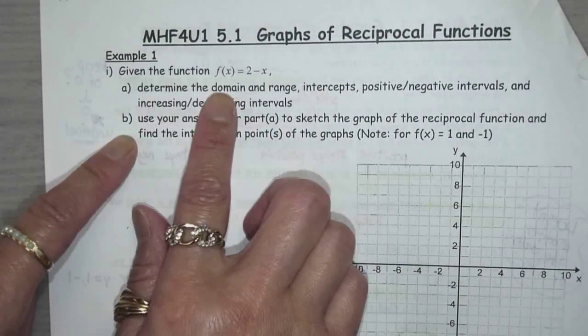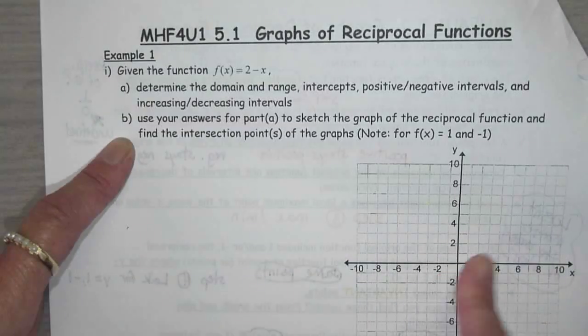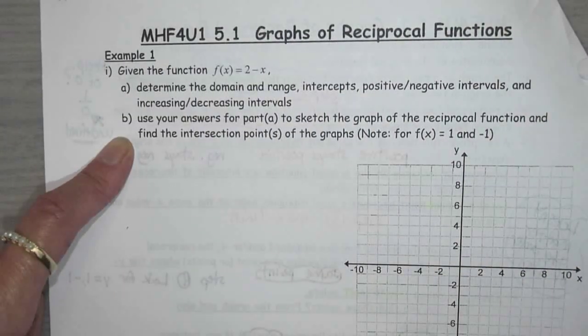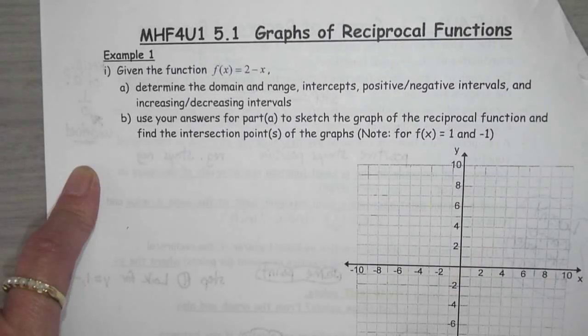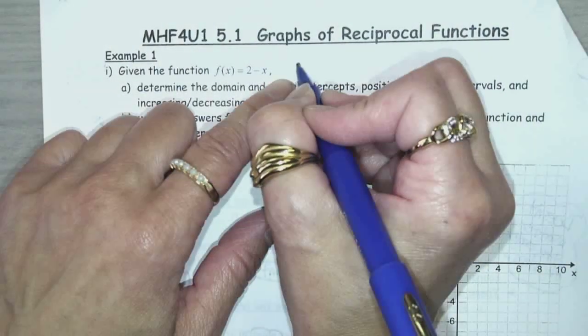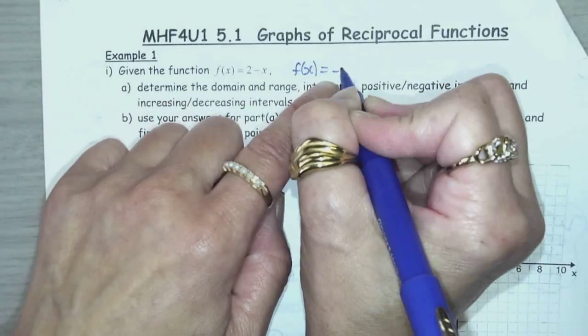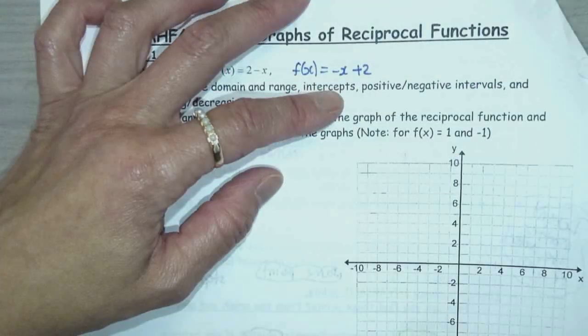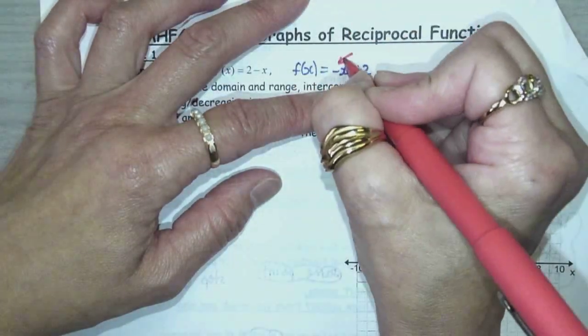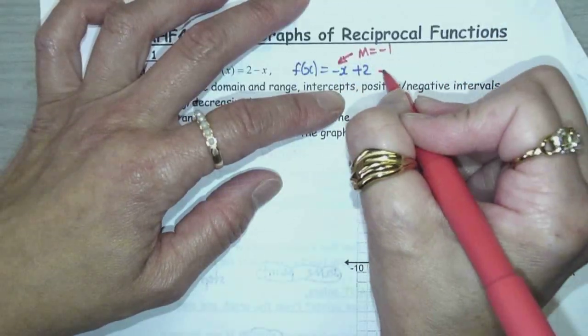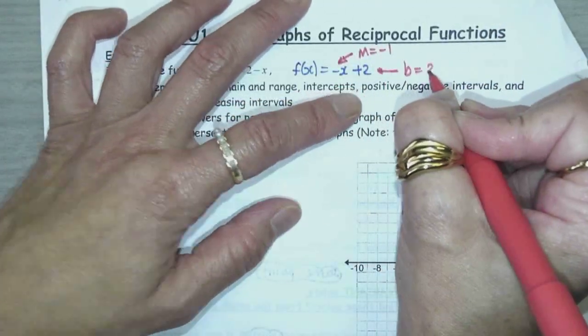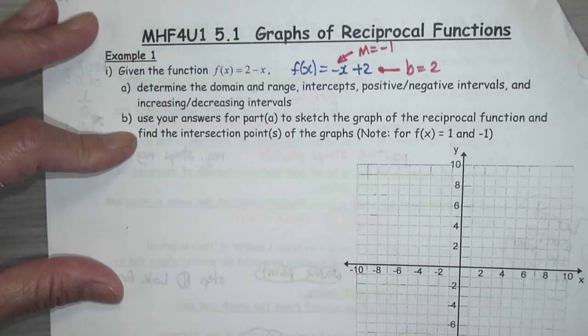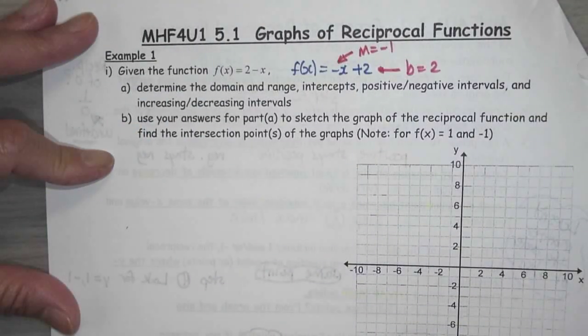Then we're going to use my answer from A to sketch the graph. Honestly, when you sketch it, you're going to already know how to sketch it from what I just taught you on the page before. So let's just go ahead and go right into this question. I'm going to rewrite this like this: negative x plus 2, so that I can pull out, I know that the m is negative 1 and the b is 2. You don't have to rewrite it, but that's how I would graph it. Right, so I'll graph it like that. So I'm going to do that first.